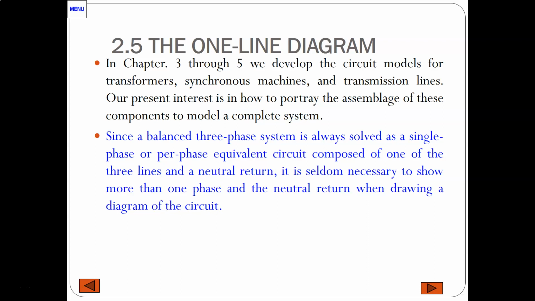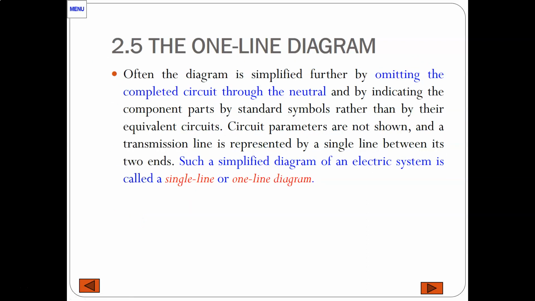Since a balanced three-phase system is always solved as a single-phase or per-phase equivalent circuit composed of one of the three lines and a neutral return, it is seldom necessary to show more than one phase. You probably learned in undergrad the per-phase equivalent circuit and a neutral return when drawing a diagram of the circuit. Often the diagram is simplified further by omitting the completed circuit through the neutral and by indicating the component parts by standard symbols rather than by their equivalent circuits. So circuit parameters are not shown, and a transmission line is represented by a single line between its two ends.